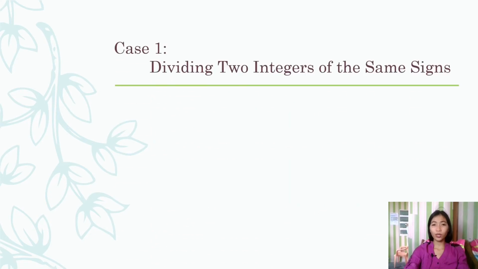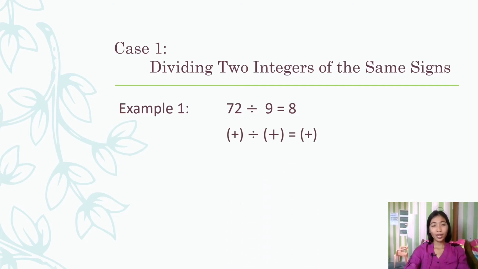Okay. In division of integers, we have 2 cases. The first case is when we are dividing 2 integers of the same signs, meaning both negative or both positive. Example number 1, of course, we're used to this, both positive, 72 divided by 9, so that is 8. So positive divided by positive is always positive.